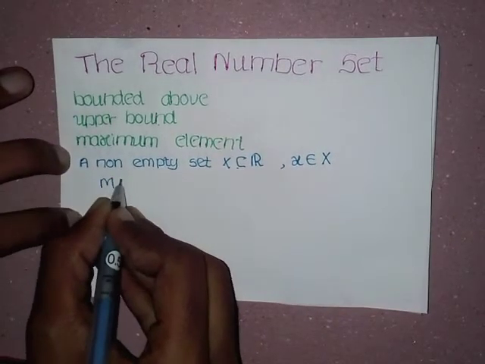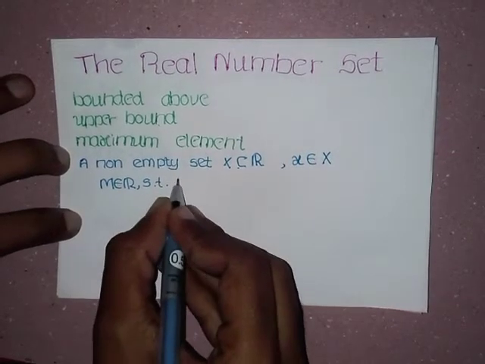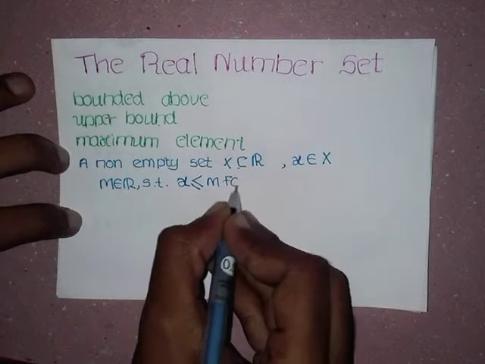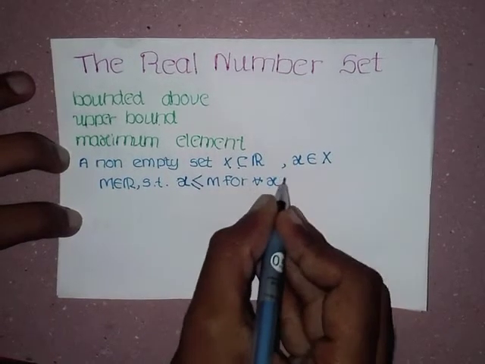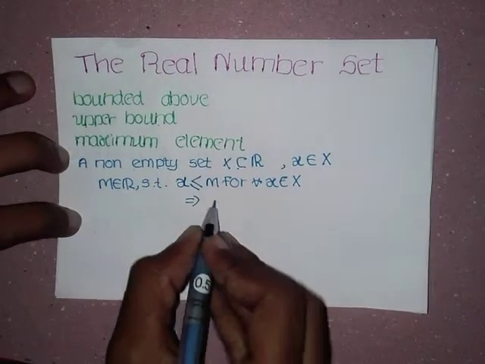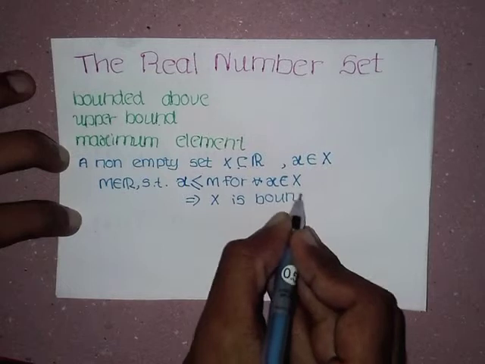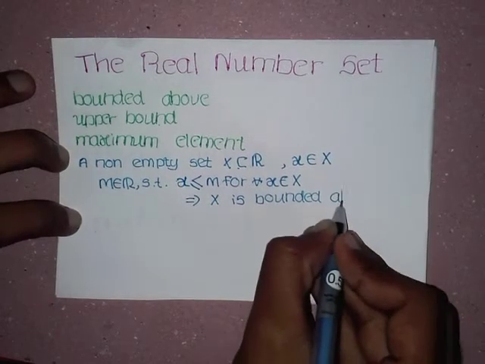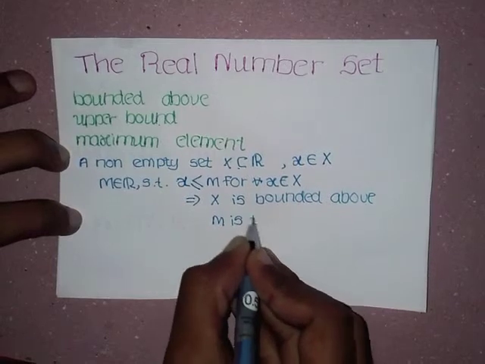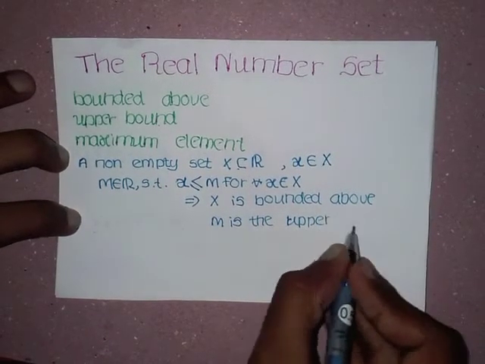If there is a real number M such that x is less than or equal to M for all x belonging to this set X, then we can tell this set X is bounded above, and also we can tell M is the upper bound of this set.